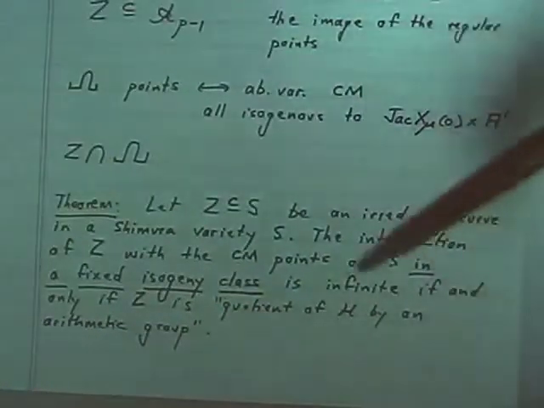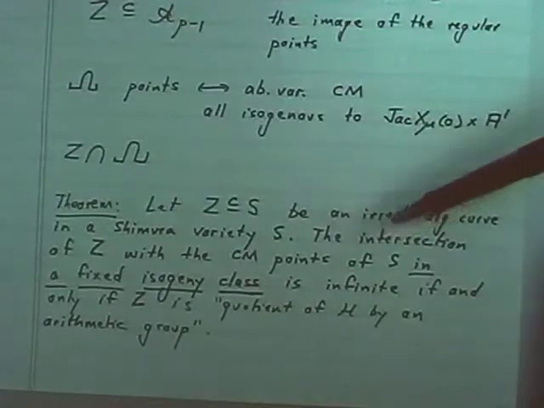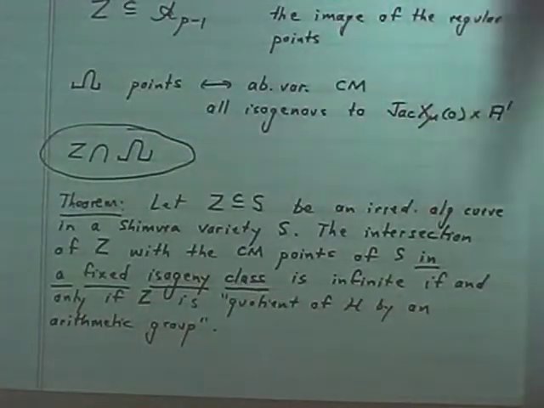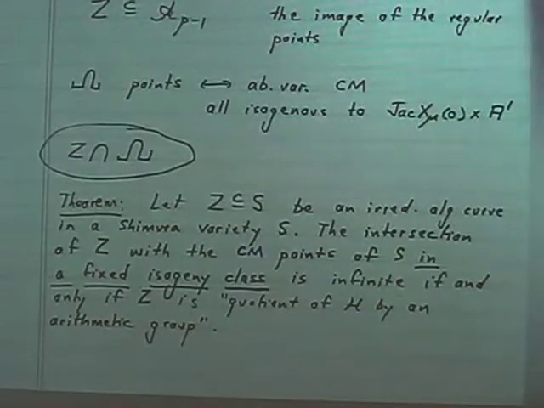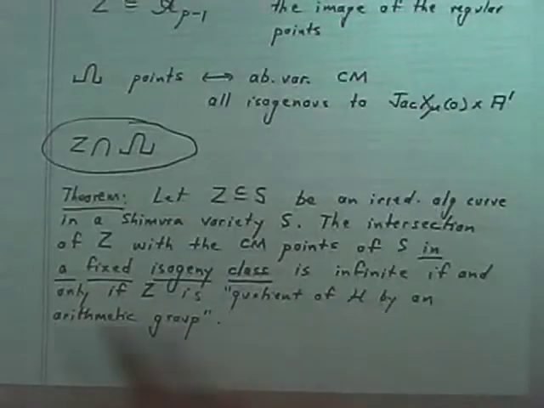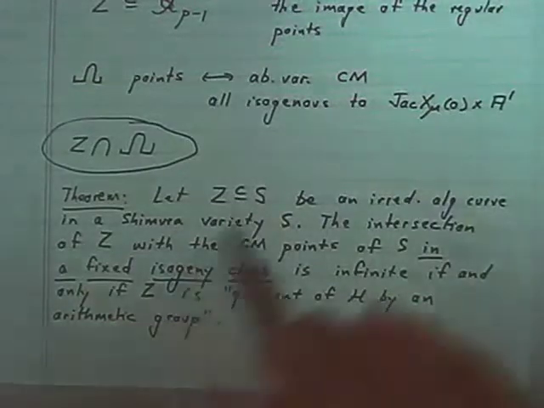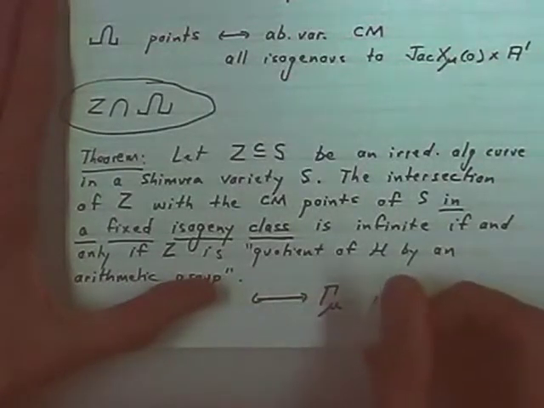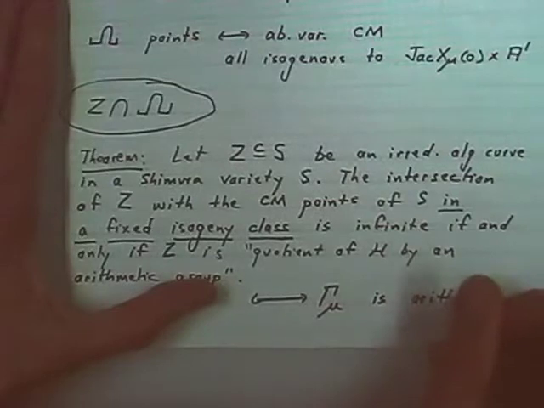So basically the idea is that you can only have this intersection infinite if Z itself is the moduli space for a family of abelian varieties with extra structure. And so we have to go back to the relation of Z to our monodromy group, and it's fairly straightforward to convert this into the condition that the monodromy group is arithmetic.